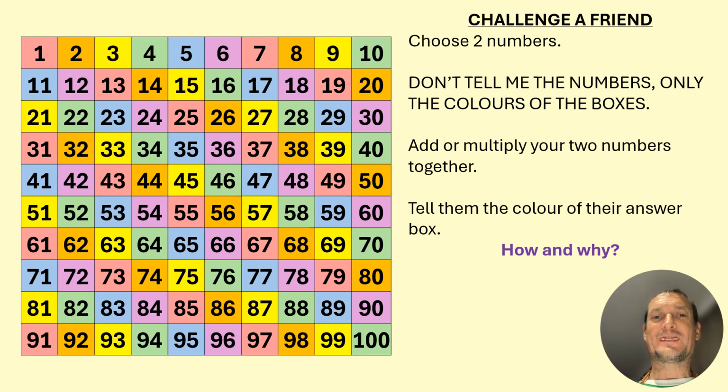One extra little challenge for you, a little game here. Here's 100 square that's just been coloured in a particular rainbow pattern. Choose 2 numbers. Ask your friend to do that. Don't tell you the numbers, just tell you the colours of the boxes that the numbers are in. Get them to add the numbers together or multiply them, it doesn't matter. And without giving the answer away, you tell them first what colour box their answer is going to be in. How's this connected to what we've just discussed, and why does it work?